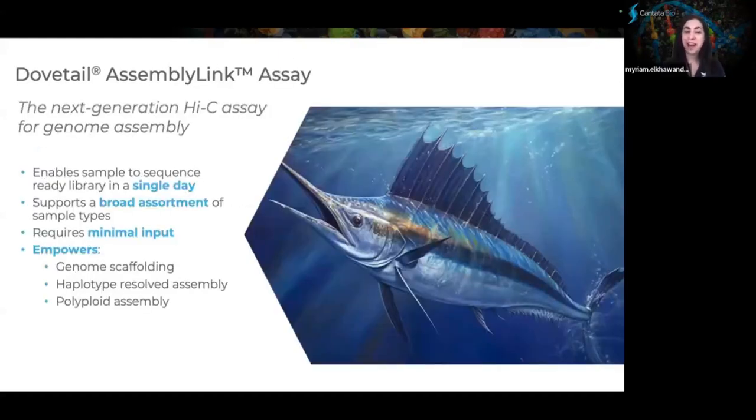So to close off, I hope I was able to convey to you why we're excited about the Dovetail AssemblyLink assay and why we think that this is a next generation Hi-C assay for genome assembly. Again, to summarize, it enables a sample to sequence-ready library in a single day. It supports a broad assortment of sample types, requires minimal input. It empowers genome scaffolding, haplotype-resolved assembly, and polyploid assembly as well.